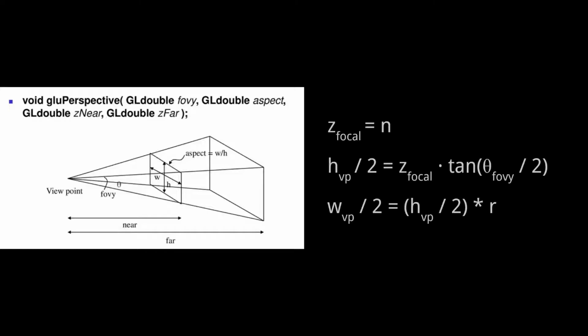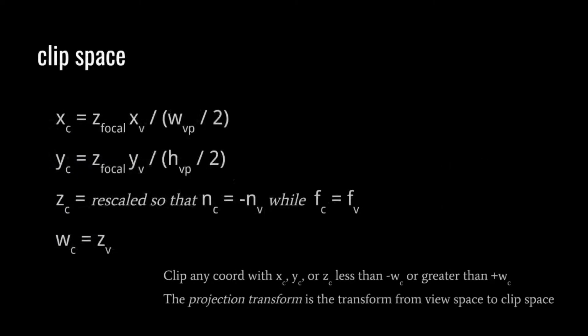Because we also know what the aspect ratio between the width and the height is, once we have half the height, we can then multiply it by that aspect ratio to get half the width. And so now we have all the information to set up our projection matrix, following the formulas I showed you to get from view space to clip space.